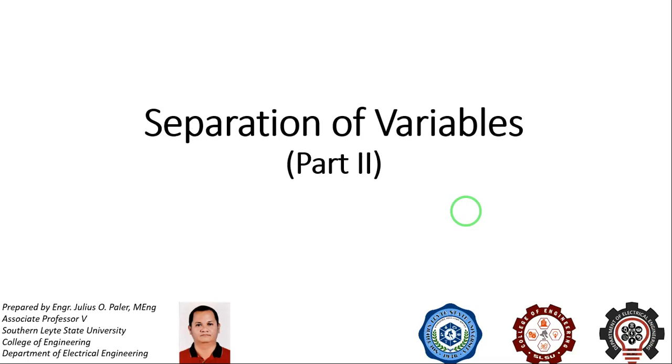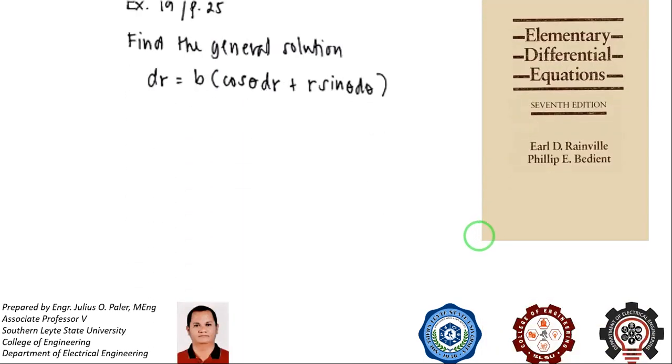Our second example of a first order differential equation, separation of variables. So our next problem is exercise 19 of page 25, Elementary Differential Equations, 7th edition by Rainville and Bedient. You are asked to find the general solution of this equation.